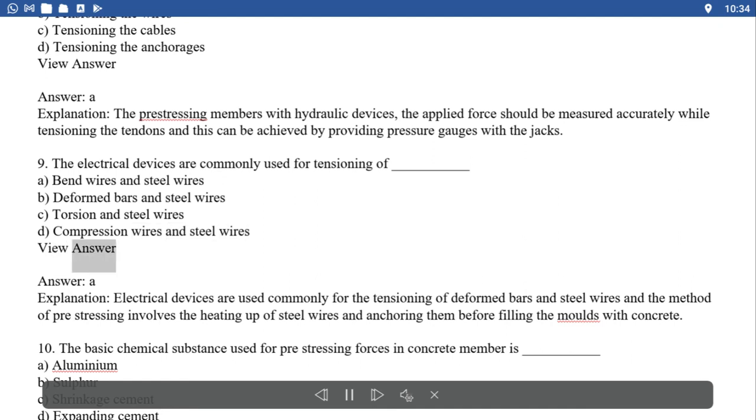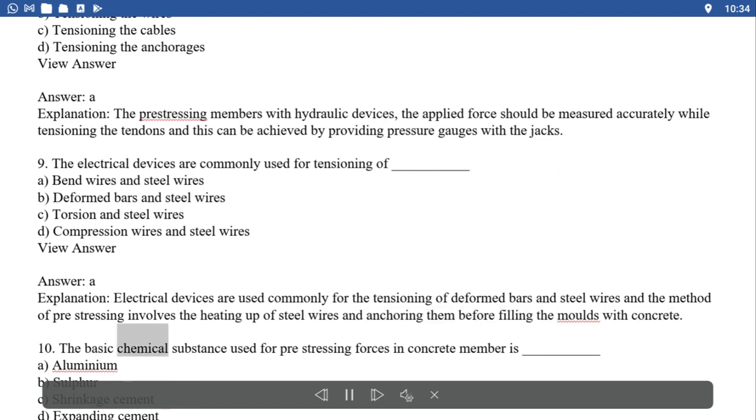Answer: A. Explanation. Electrical devices are used commonly for the tensioning of deformed bars and steel wires, and the method of pre-stressing involves the heating up of steel wires and anchoring them before filling the molds with concrete.